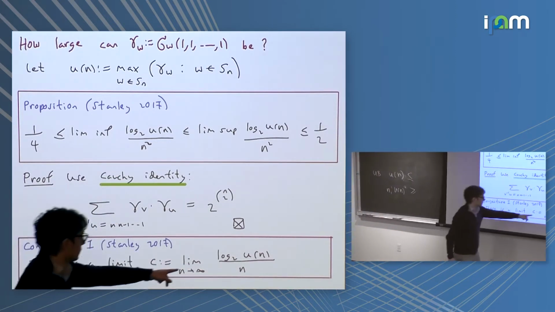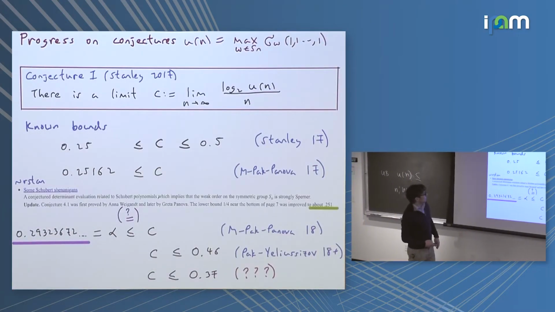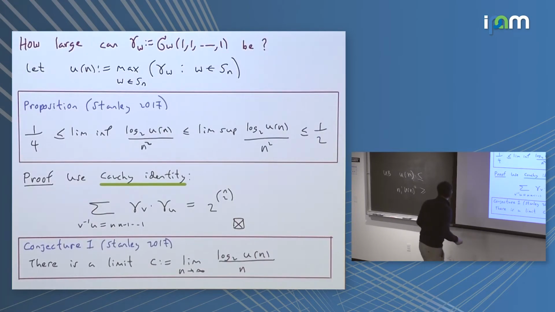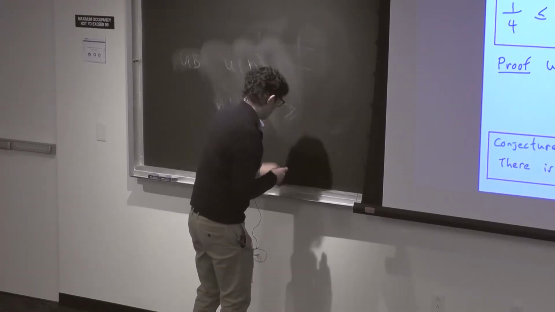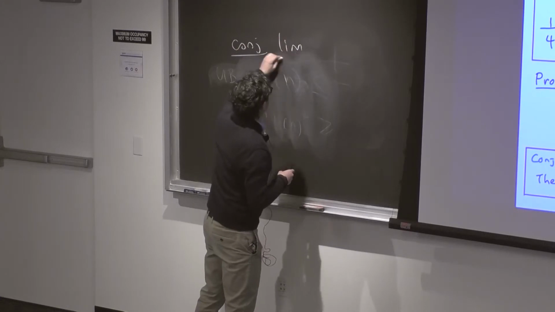Oh yeah, this should be n squared. Sorry. Okay, I think it's corrected. Sorry, so the conjecture is that there is a limit.